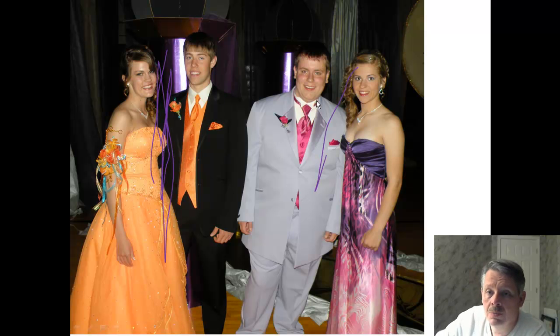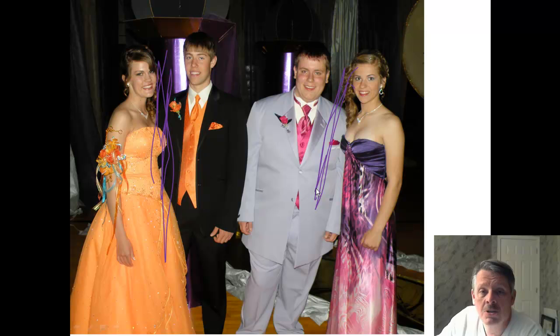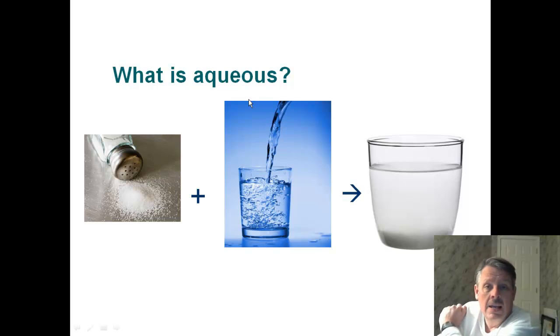And these two have to break up. So in reality, what has to happen is all four of them need to be walking around the dance alone. These two can't get together unless they aren't currently with someone. So they have to break apart. So that's what we're going to talk about chemically, right? And we're going to focus on what aqueous is.